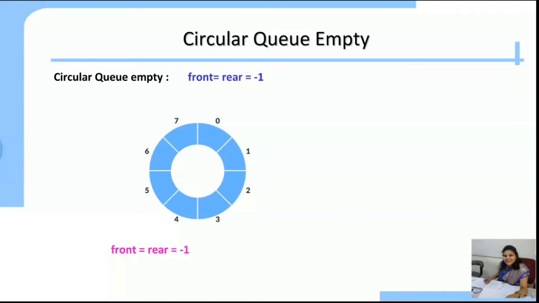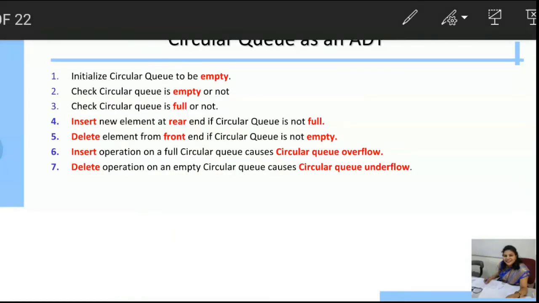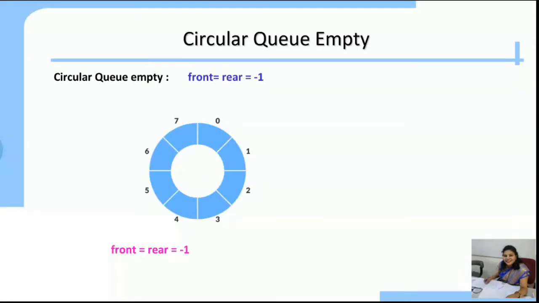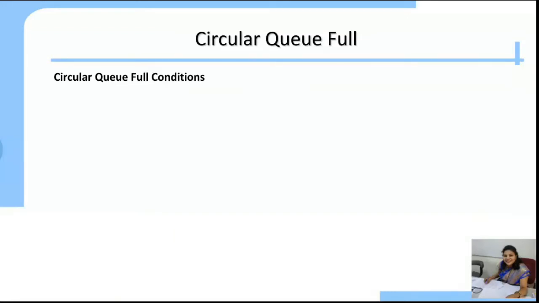Circular queue empty. It is the same as the linear queue. If there is no person in the queue, of course the rear and front pointers will be on the floor. So in case of an array, if there is no person in a queue, then your front and rear will be less than 0. Less than 0 means what? -1. So the circular queue empty condition is front and rear equal to -1.